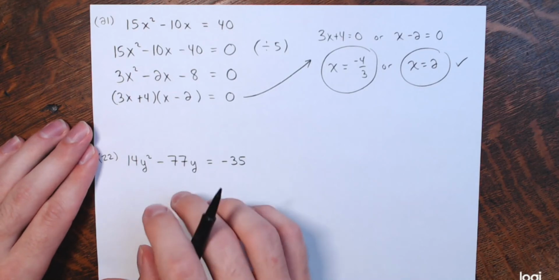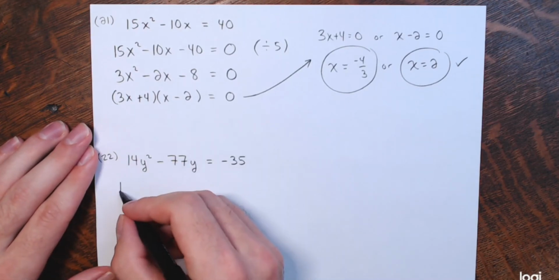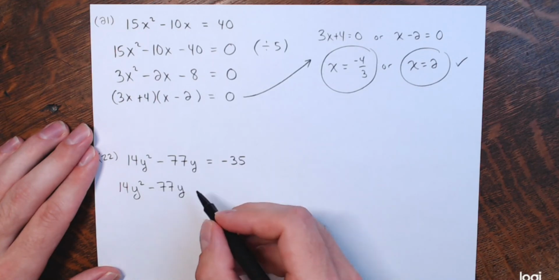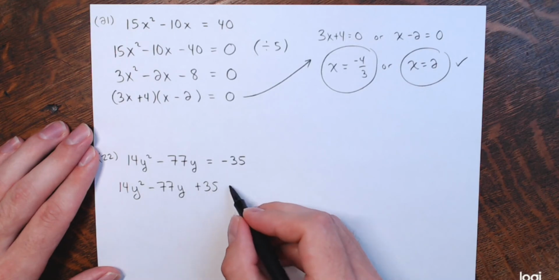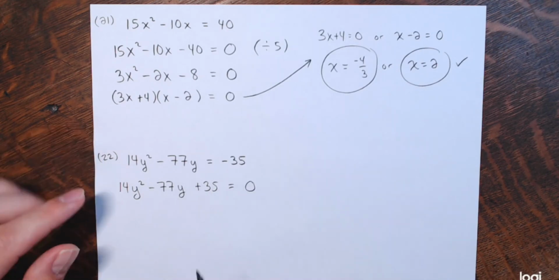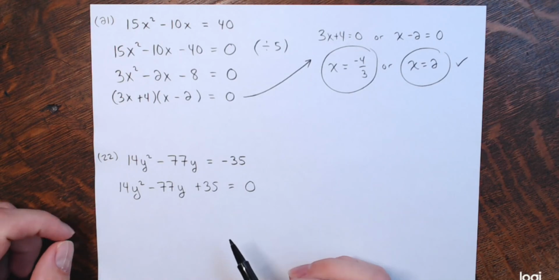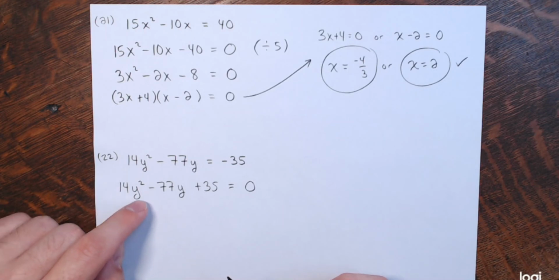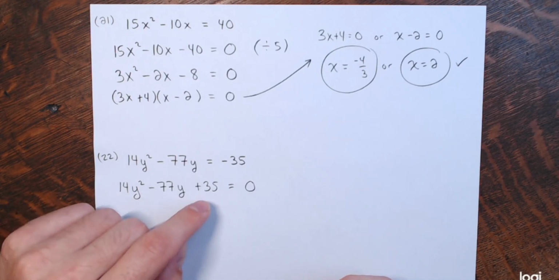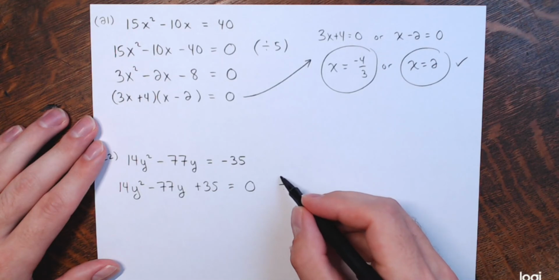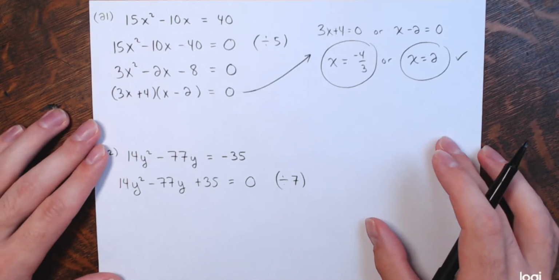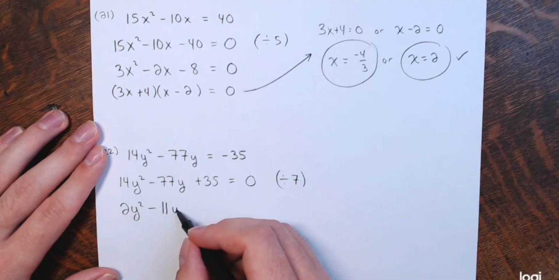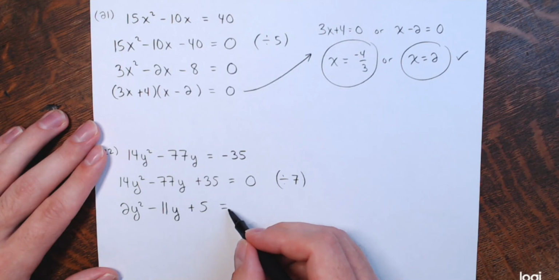Same thing for 22. I'm going to add 35. Take everything to one side. So 14y squared minus 77y plus 35 equals 0. Right. Simplified polynomial on one side, 0 on the other. And then just as the previous few examples, I noticed that every single coefficient over here is a multiple of 7. So I'm going to divide both sides by 7 just to make the numbers a little smaller. So that'll give me 2y squared minus 11y plus 5 equals 0.